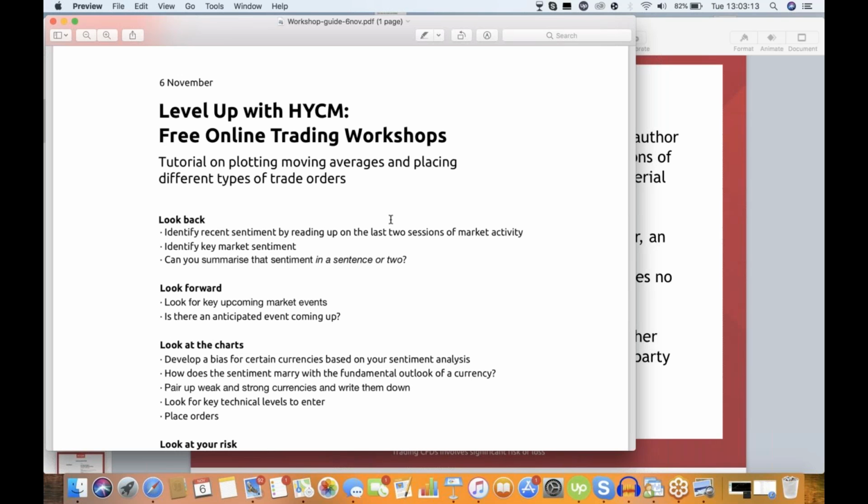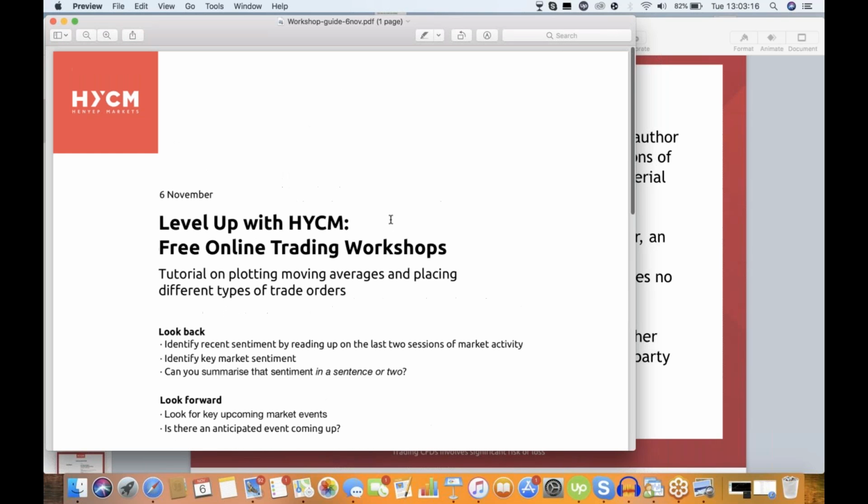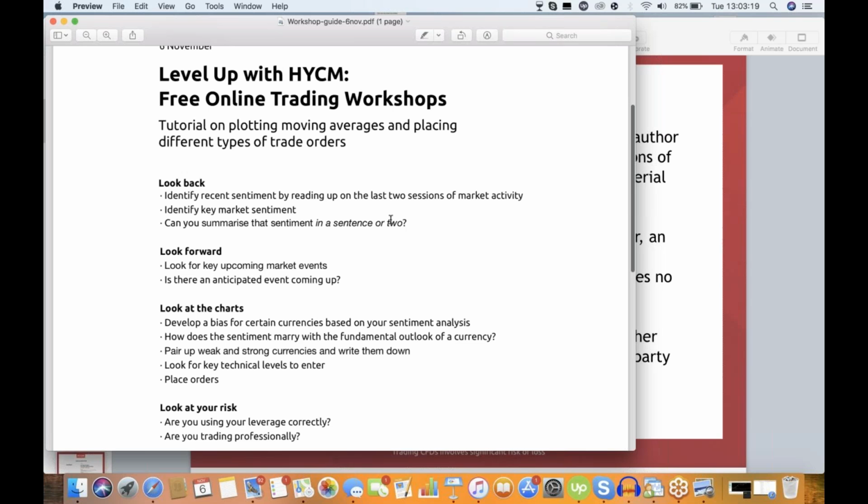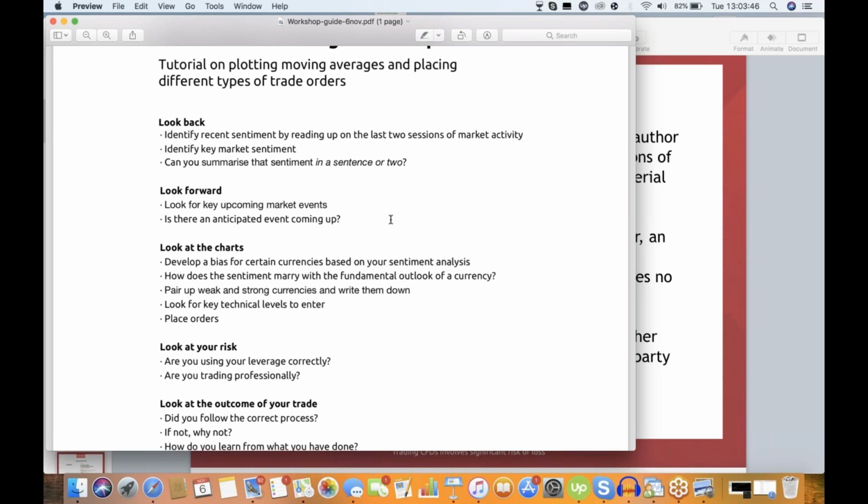The reason I've done this handout for you is I wanted a handout that is helpful and practical. So I didn't want it to be 5, 6, 7 pages long. I wanted it to be one page long, as a kind of crib sheet, if you like, of the key things you need to look at whenever you come to your desk, whenever you're looking at trading. That's why it's these 5 lookings: looking back, looking forward, looking at the charts, looking at the risk, and then looking at the outcome of your trade. And the idea is that these concepts are important and necessary.